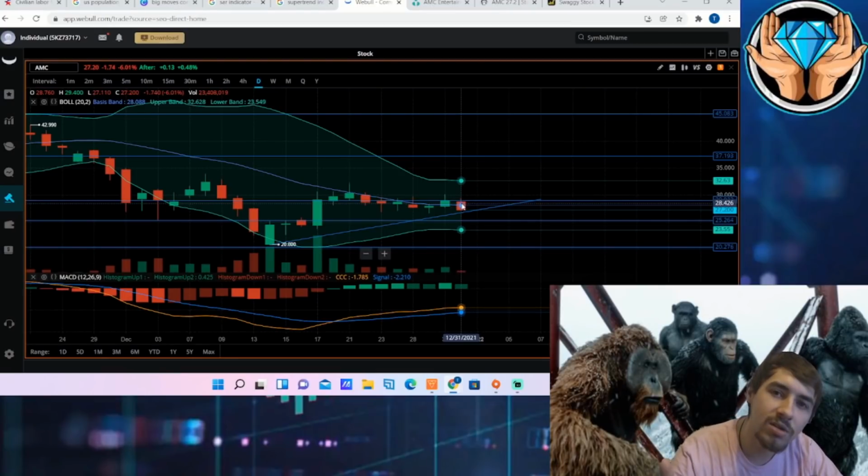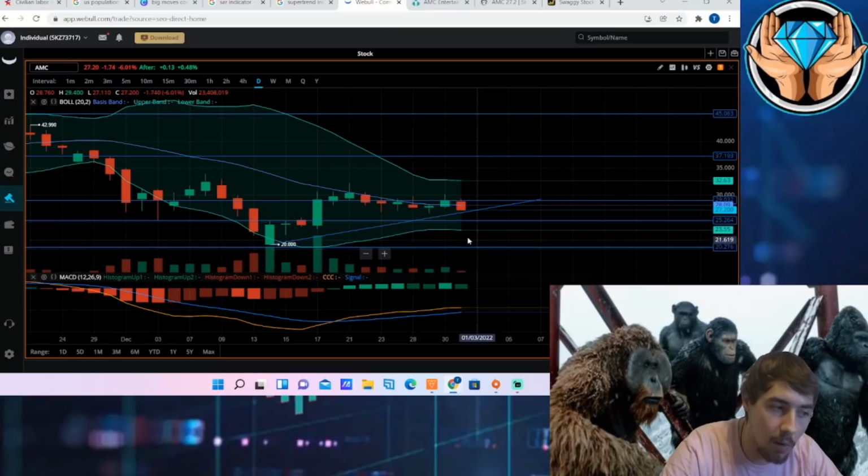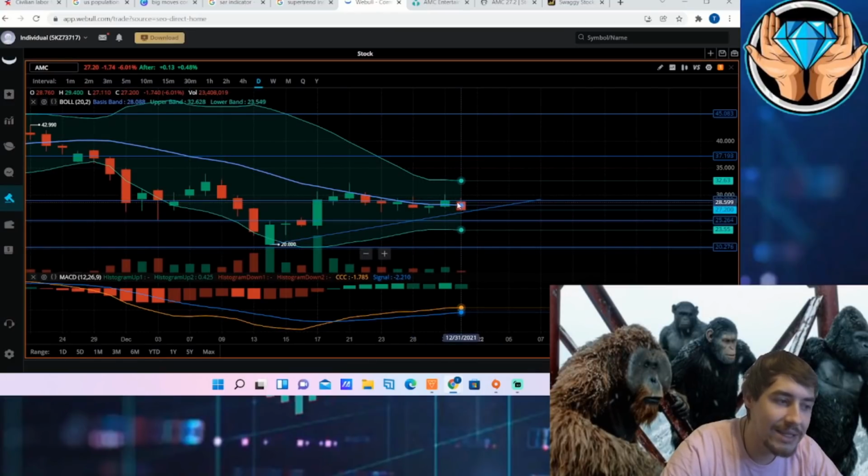But it also means that the long-term trend is still intact. And what's the long-term trend right now? Or long-term, short-term, whatever. Ever since we did hit that low at $20, we have been in an uptrend. We are up almost $8 since we did hit that low. So the overall trend is still intact.